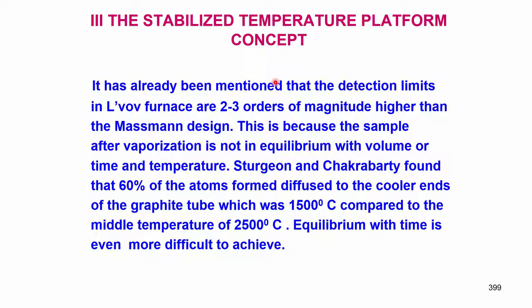So, what we are doing is, because the detection limits of the L'vov furnace are 2 to 3 orders of magnitude higher than the Massmann design, because the sample after vaporization is not in equilibrium with the volume, time or temperature. So, Sturgeon and Chakrabarti found that 60% of the atoms formed diffused to the cooler ends of the graphite tube, which was around 1500 degrees compared to the middle temperature of about 2000 degrees.